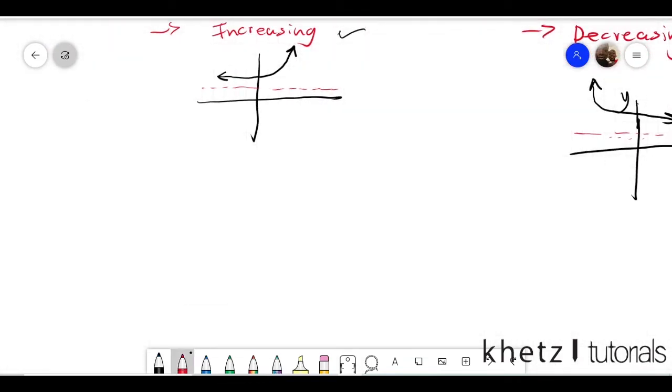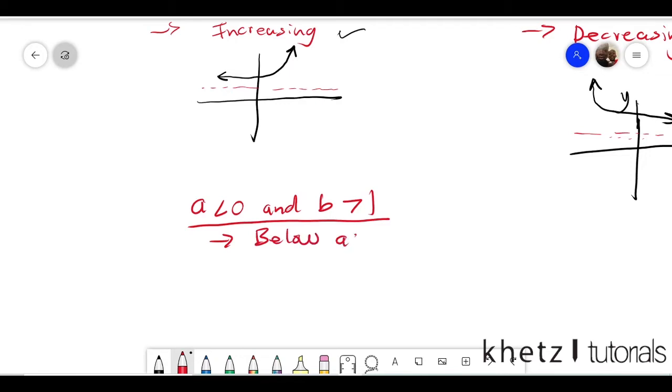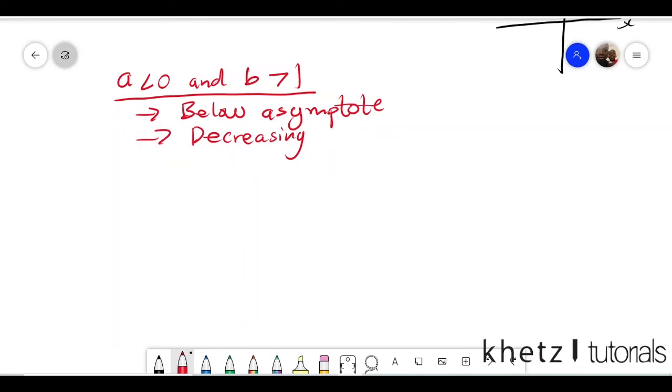So the first case, you're going to start in the same fashion. You have your A less than 0, but you have your B greater than 1. The opposite actually happens here. So you have your graph below the asymptote, and the graph will be decreasing, right? So if you try to sketch this, it should look something like this. So that'll be your y, that'll be your x, and wherever your asymptote is situated doesn't really matter.